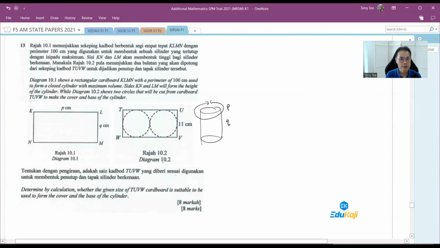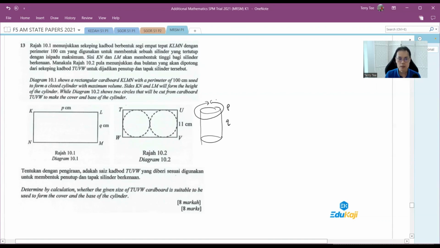They say diagram 10.2 shows 2 circles that will be cut from the cardboard to make the cover and the base of the cylinder. You are supposed to determine by calculation whether the side TUVW here is suitable to form the cover and the base of the cylinder.